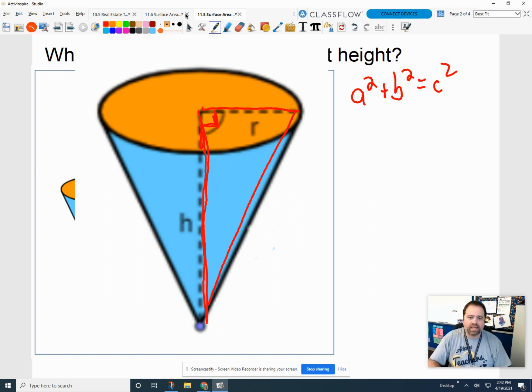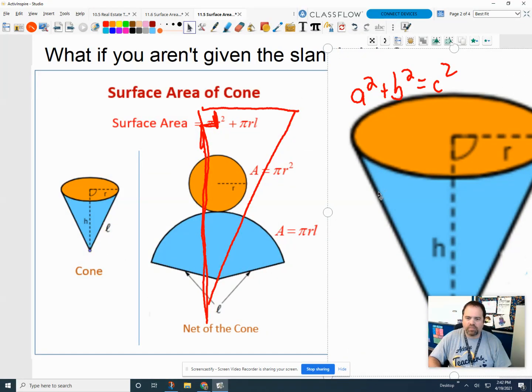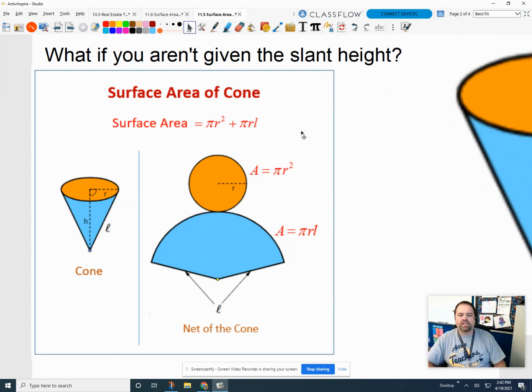So if I slide this back out, this is what we're looking at. I'm going to give you the R and the H, the leg and the leg. You're going to be looking for the hypotenuse. Use the Pythagorean theorem to find the slant height and then go back and do what you did yesterday.